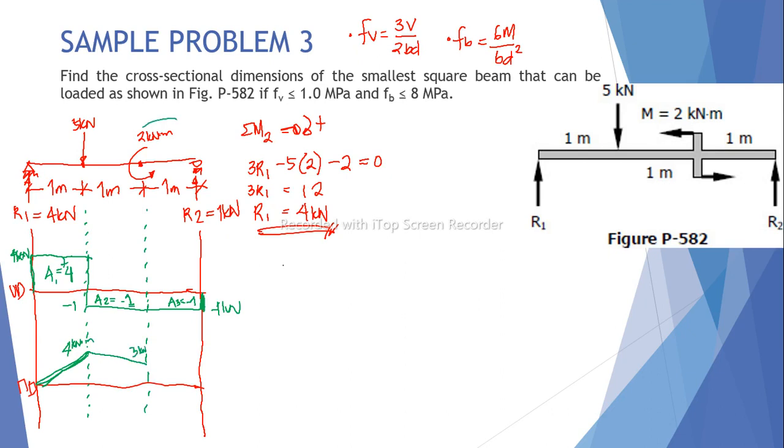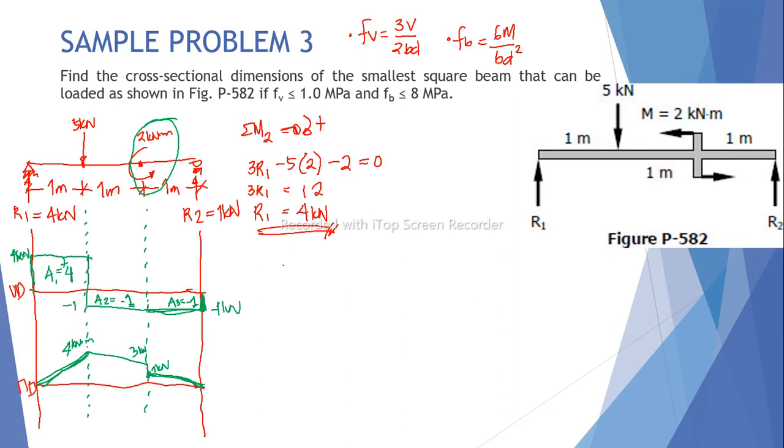And then don't forget that we have a moment here that is negative 2. It subtracts 2. So what remains is 1 kilonewton meter. Minus 1 moment because of this shear. So it closes to 0. That is our moment diagram.